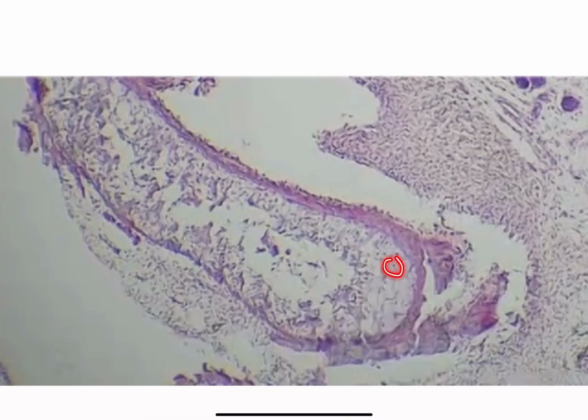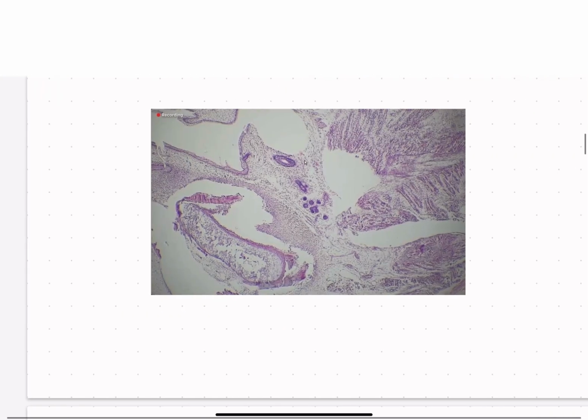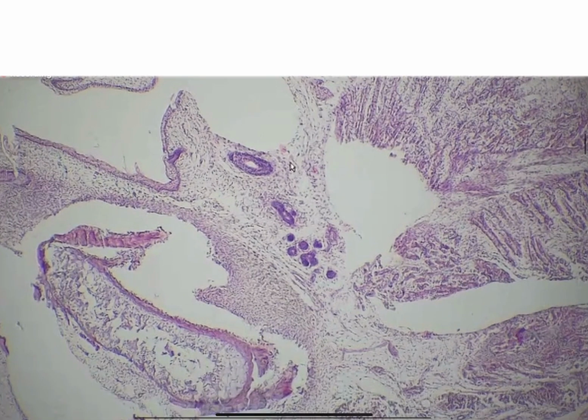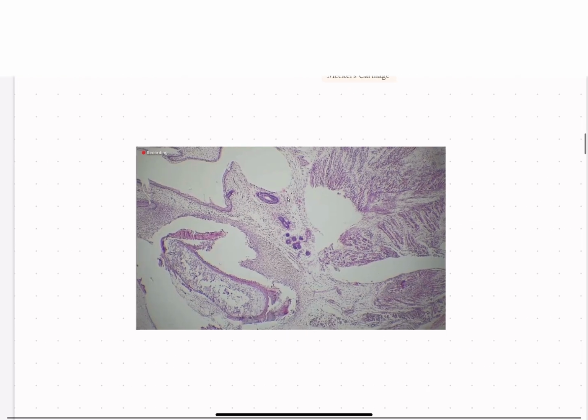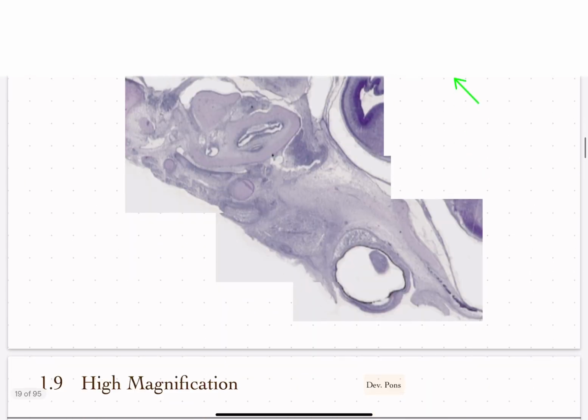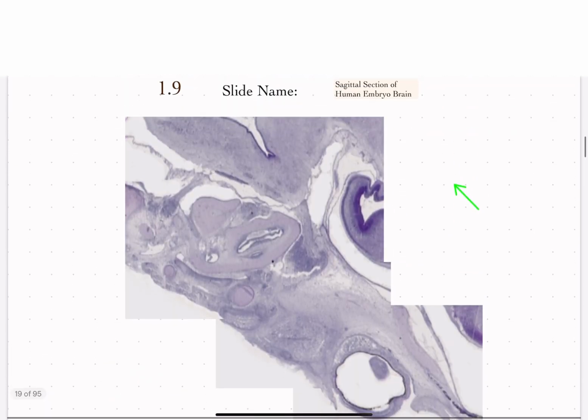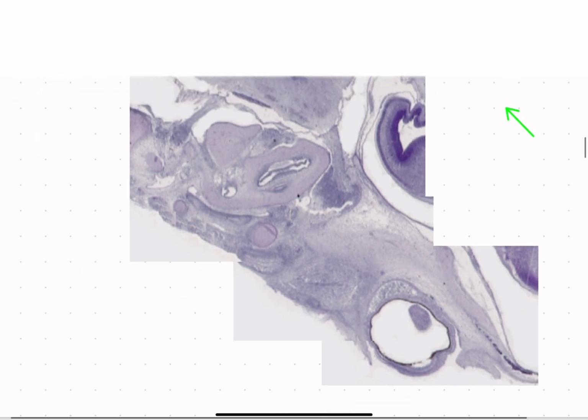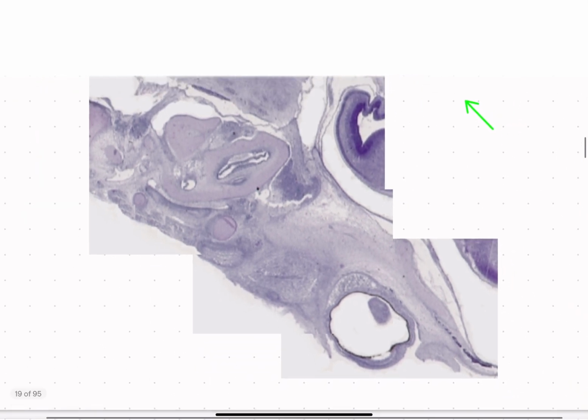And we know that this is hyaline cartilage because we can see all of these hypertrophic chondrocytes as well. Of course, we have other structures here important as well, but we'll get to that in a later part. Okay, this is another slide that we have.